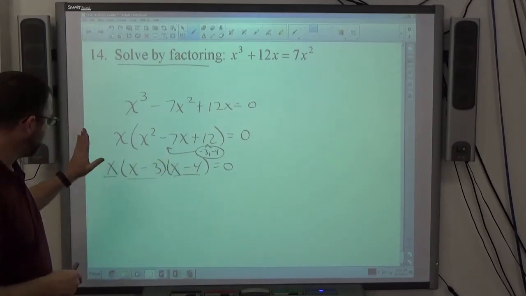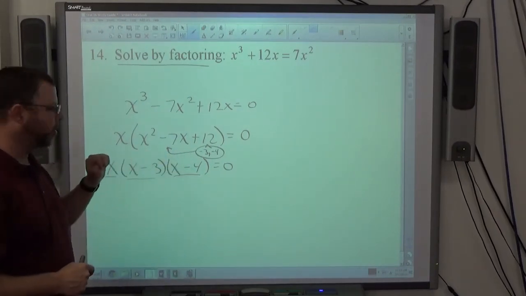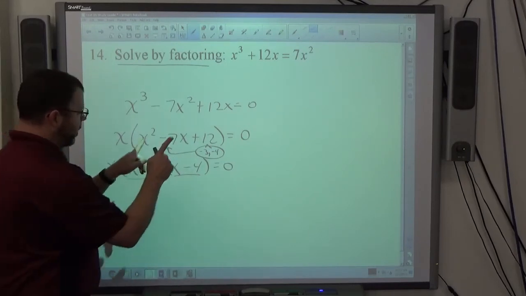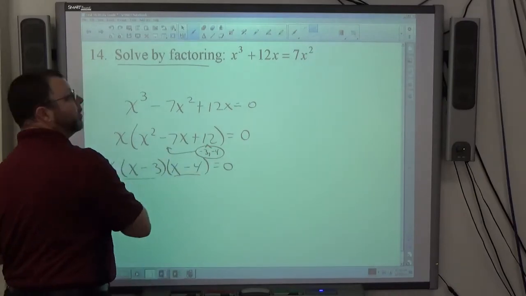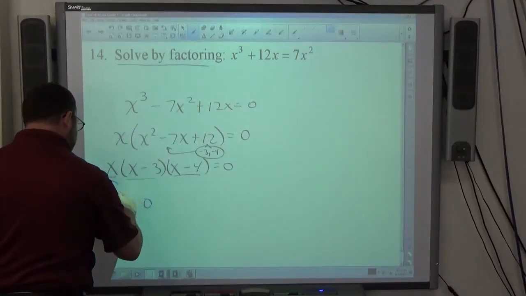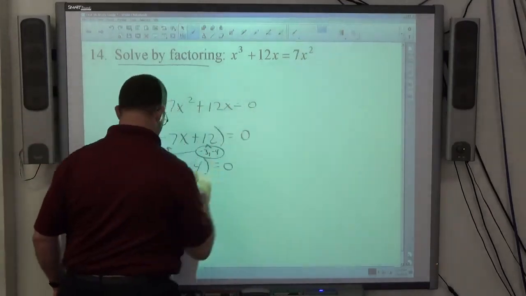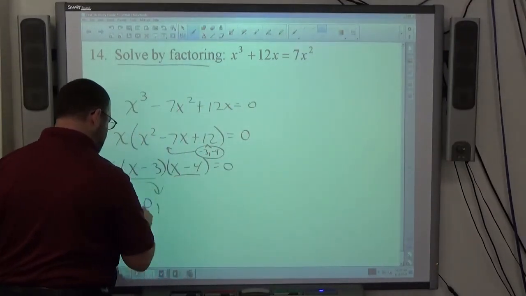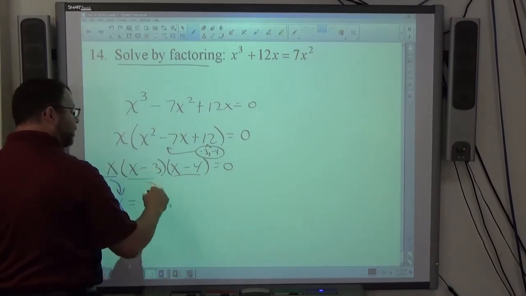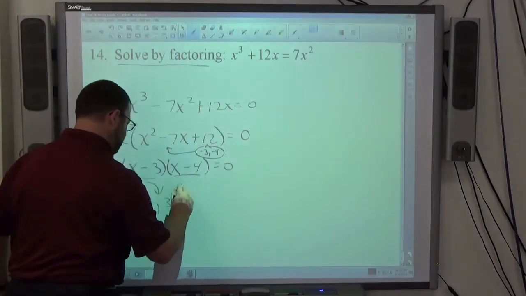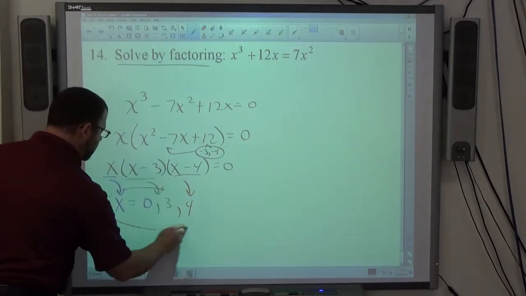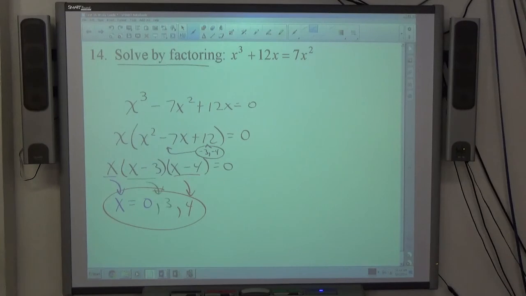If x equals 0, I'm multiplying 0 times everything else, I get 0. If x minus 3 equals 0, I got 0 times everything else equals 0. If x minus 4 equals 0, 0 times everything else equals 0. So x is equal to 0. 3 minus 3, so x equals positive 3 to make 0. And 4 minus 4 equals 0, x equals positive 4 to make 0. So 0, 3, and 4 will be the right answers to that one.